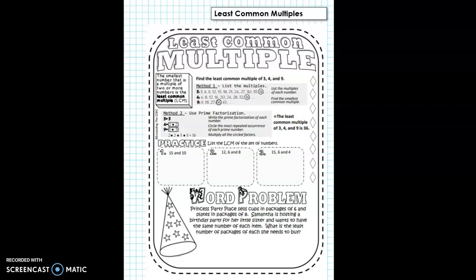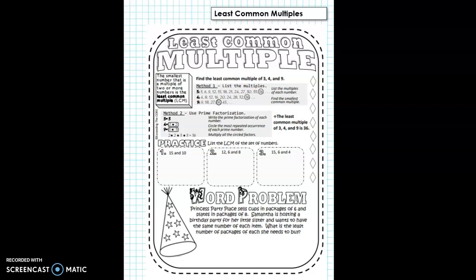Today we will be looking at least common multiples. So remember, least common multiples are the smallest number that is a multiple of two or more numbers. To find the least common multiple, first list the multiples of the number. Then compare your lists. You're going to look for the smallest number that appears in both lists, or in the case of three numbers, in every list.